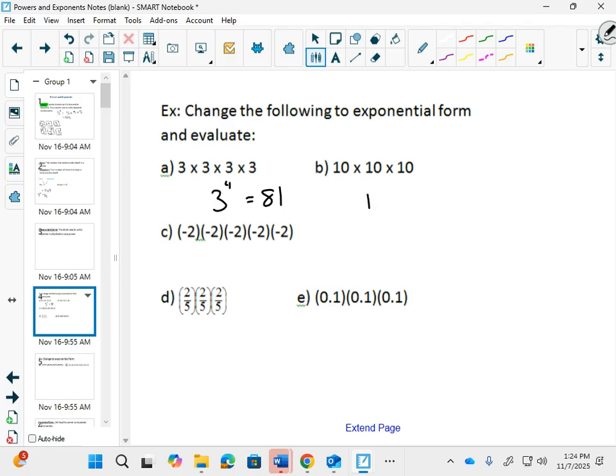This one, it's the 10 that's repeatedly multiplied. How many times has it been repeated? 3 times. So that's 10 cubed. 10 times 10 times 10. And here, negative 2 times negative 2 times negative 2 times negative 2 times negative 2, that's 5 times. We could write this as negative 2 to the 5, which, with a lot of repeated multiplication, is a lot quicker to write than the expanded form.